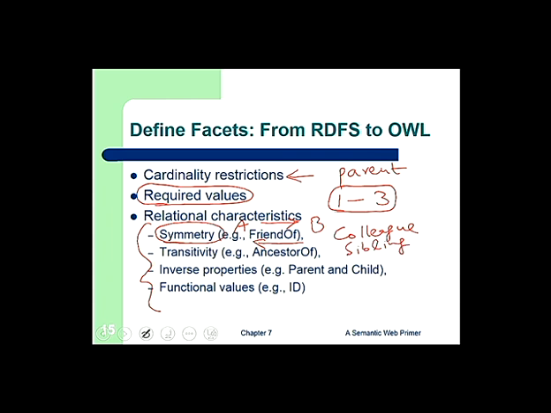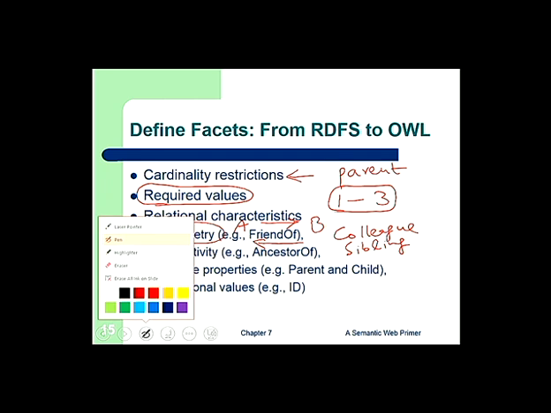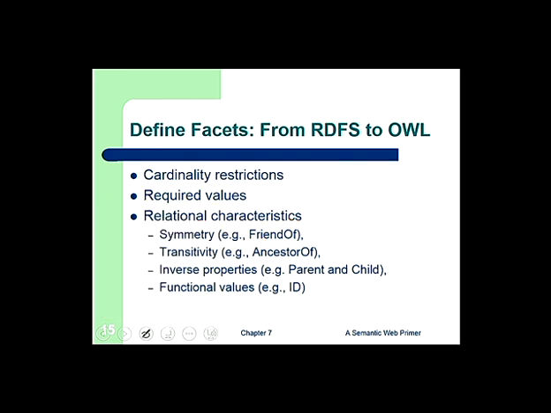So there are many properties which can be defined as symmetric properties. It means the relationship between A and B is the same as the relationship of B and A. The second is the transitive property. Sometimes there is a transitive relationship between the two properties.